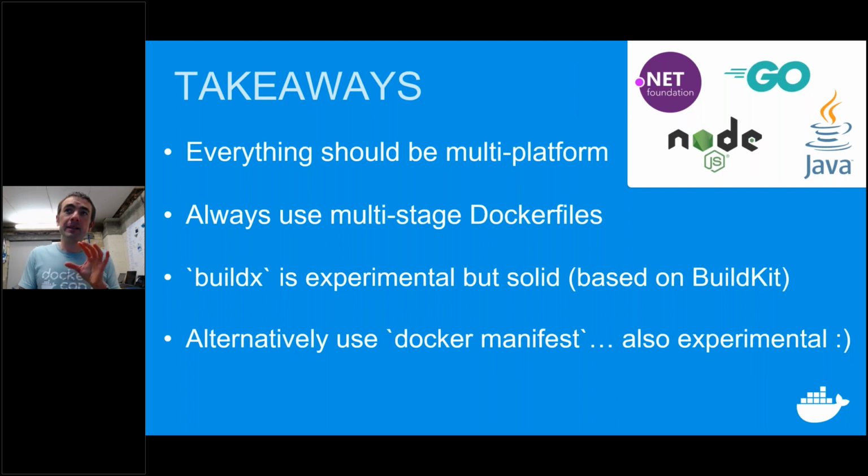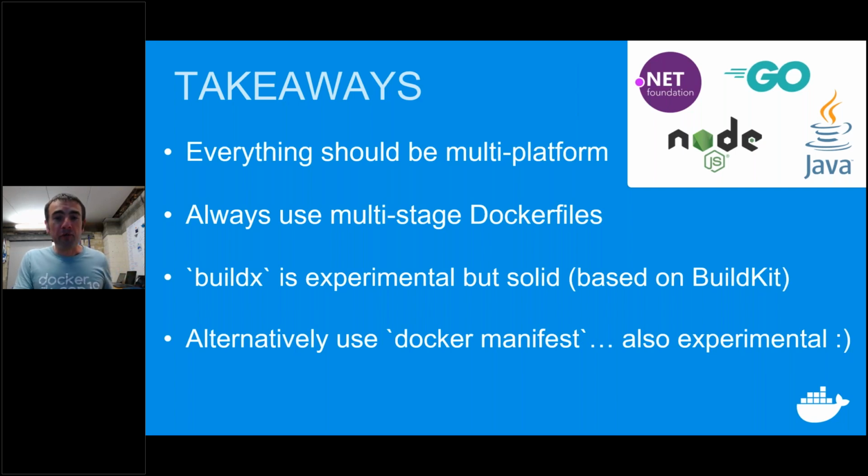There's a couple of things that are really important to take away from this. Everything should be multi-platform. So any app that you're building now or any app that you're evolving, you should look at, is this multi-platform? Have I got the opportunity to run this on a low-powered, low-cost ARM processor in the future without rewriting all my code? And if the answer is no, then that should be added to your backlog, in my opinion.